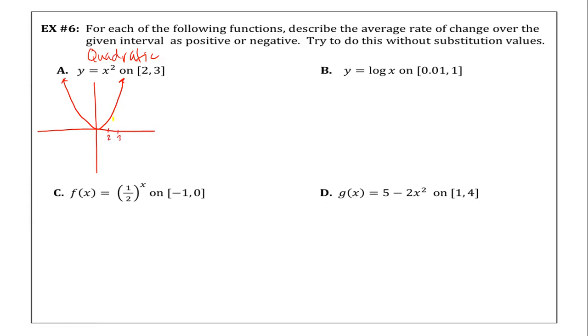So from 2 to 3, what is it doing here? Increasing. So what does that mean the average rate of change is doing? Is it positive or negative? It is positive. Now, was that terrible? Absolutely. Oh, is that all? That's it. Wait, so that's what the answer is? The answer is positive. The graph shows that this is what it means without substituting in the values.